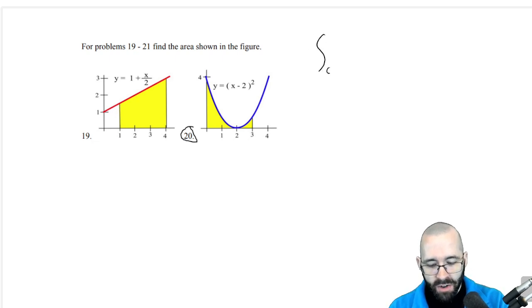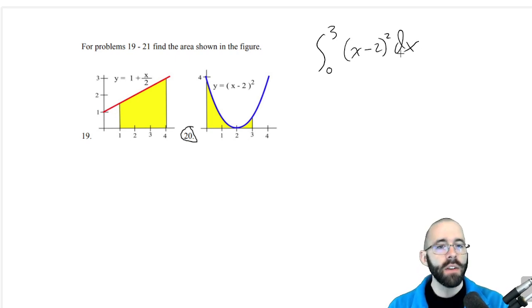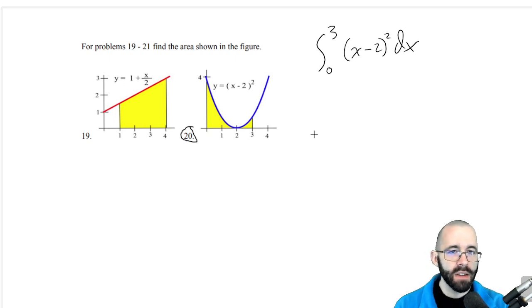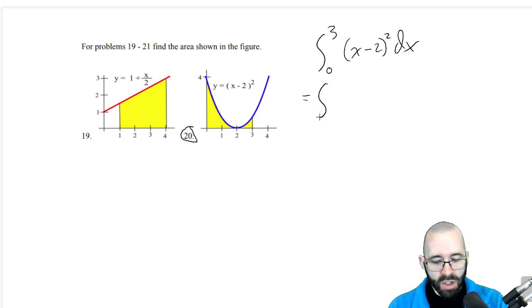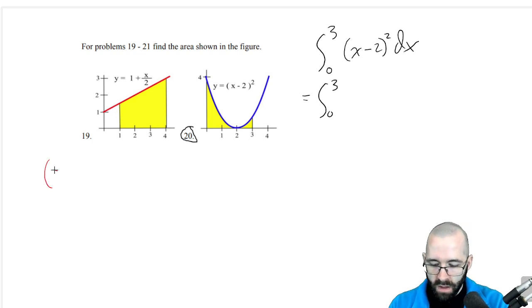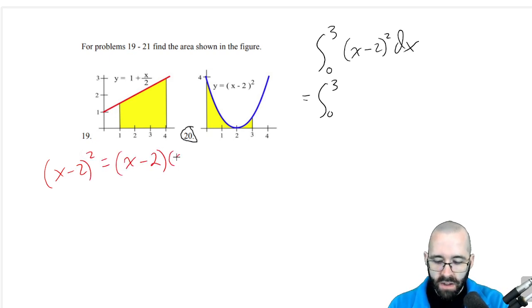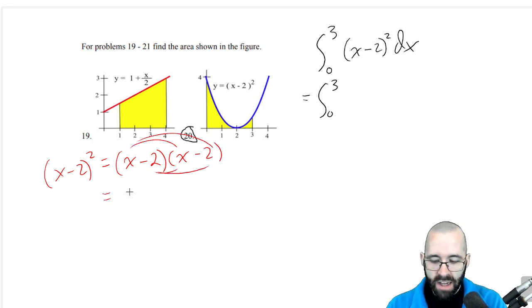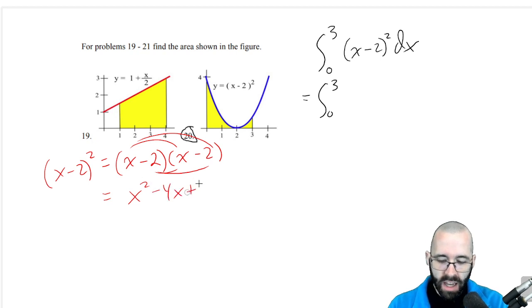This area will be the integral from 0 to 3 of x minus 2 squared. That's definite integrals, area under the curve. But we cannot take the antiderivative of this yet because we would need some kind of chain rule thing. So again, just like the last problem, we do it by simplifying the inside first. What is x minus 2 squared? That's x minus 2 times x minus 2. We can FOIL. First, outer, inner, last. And you'll get this function.